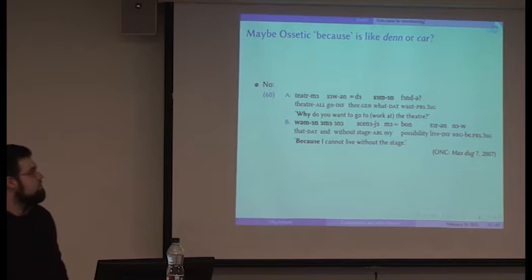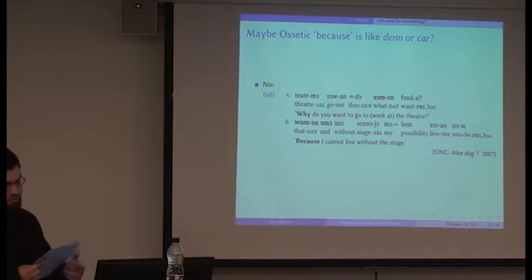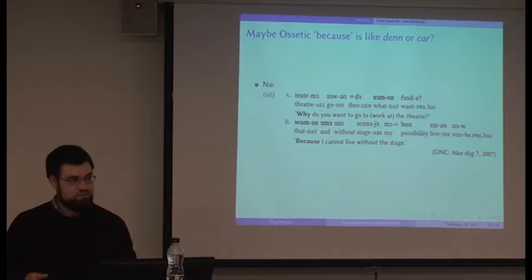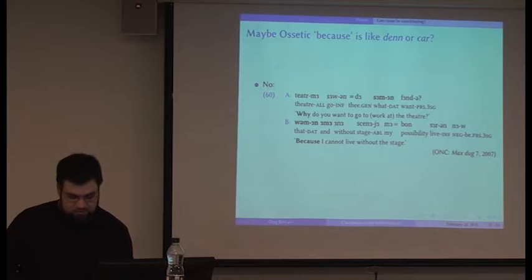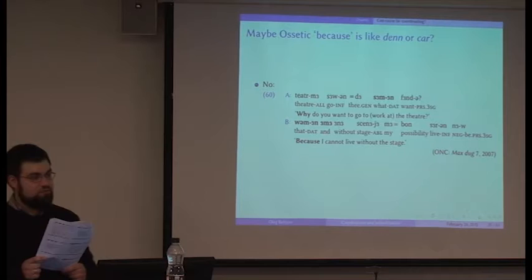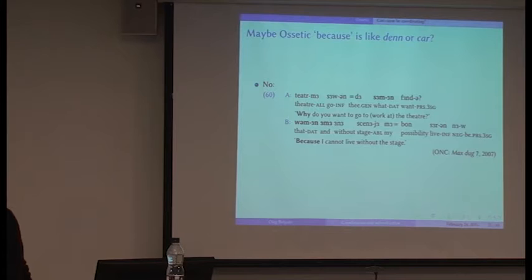So maybe Estonian because is just like what people have described for German and French, but this is not the case. Example 60 shows that this pseudo-coordinating construction can be freely used as an answer to a question. It is an example from the Estonian national corpus. "Why do you want to go to work at the theater?" And the answer is "because I cannot live without the stage." And here because is the construction which we have just been discussing.